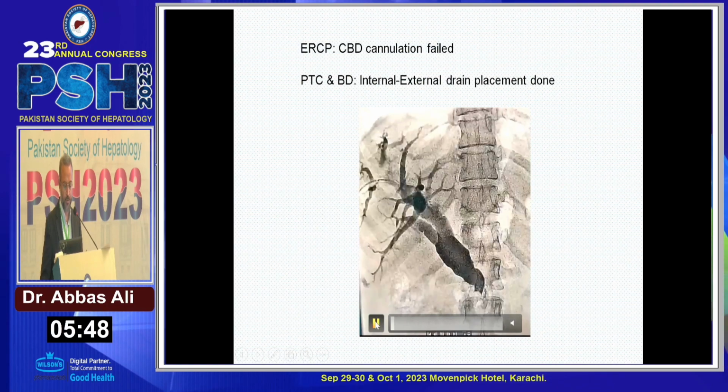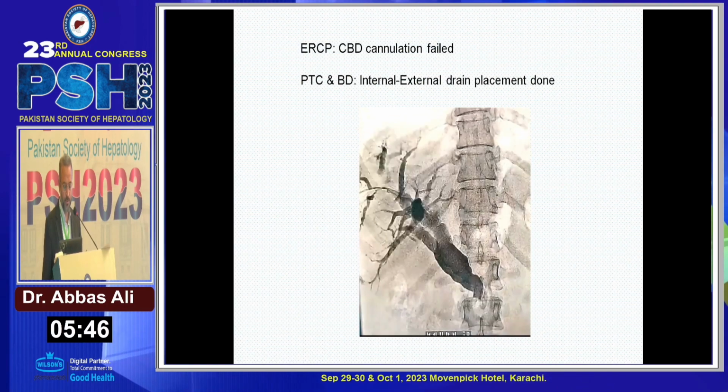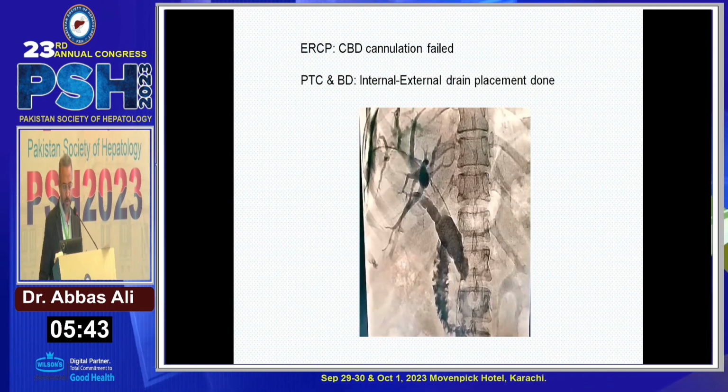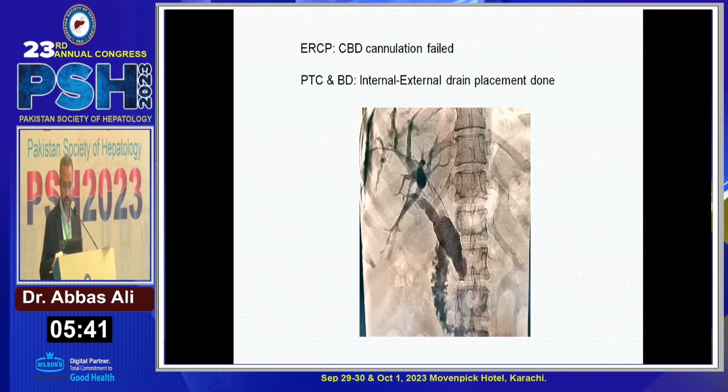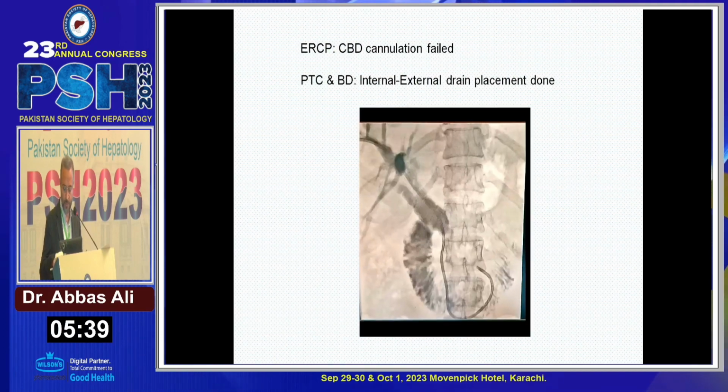And this is a PTC cholangiogram. You can see that there is an obstruction at the distal level. The guide wire was passed and a PTBD drain was then placed.